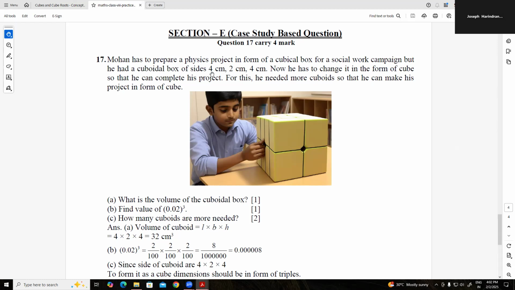You just have to do length into breadth into height, which is 4 into 2 into 4. So A subdivision is quite easy: 32 centimeter cube.